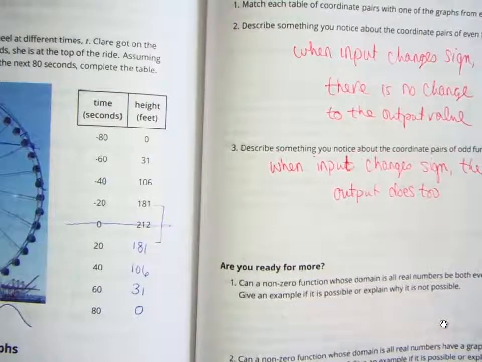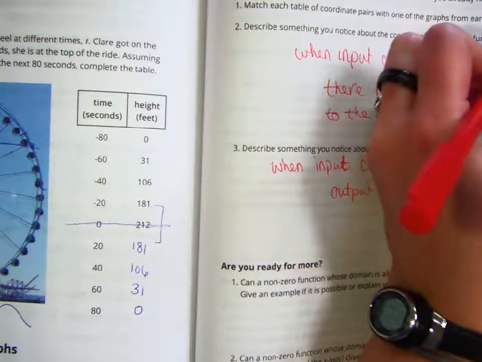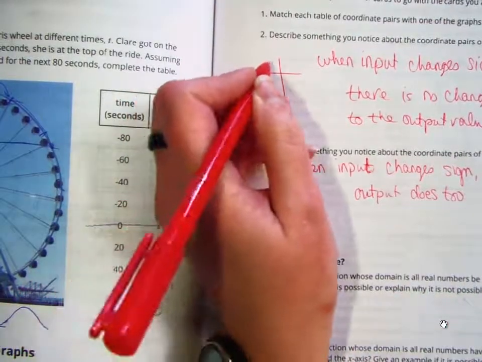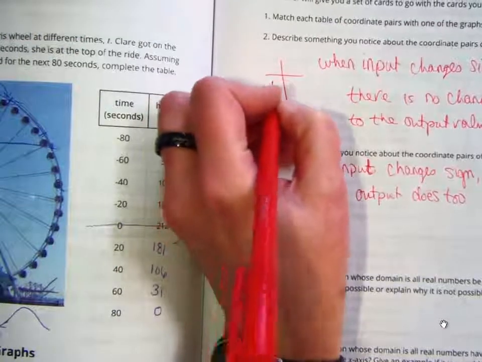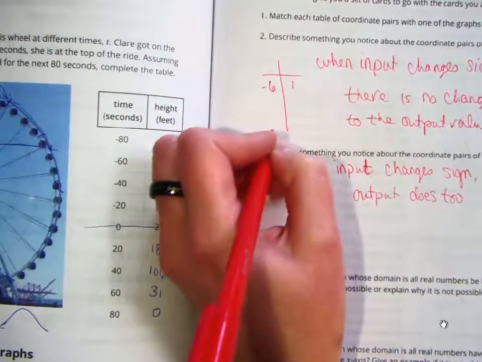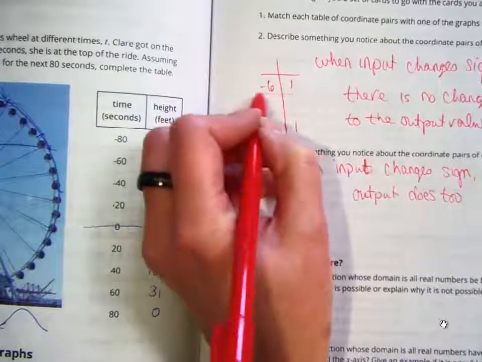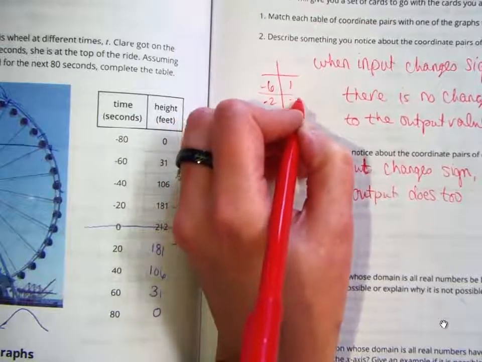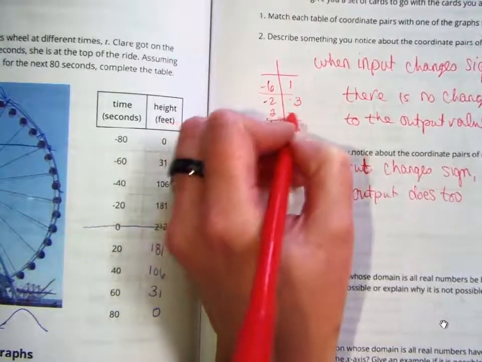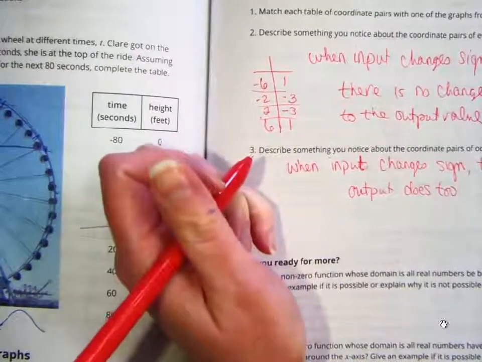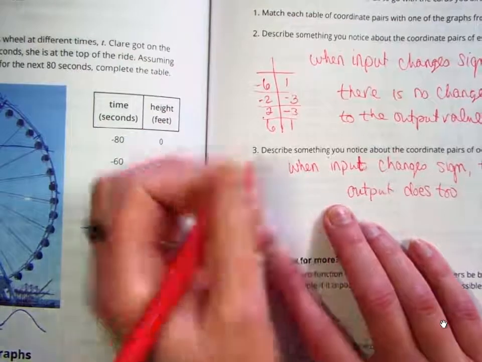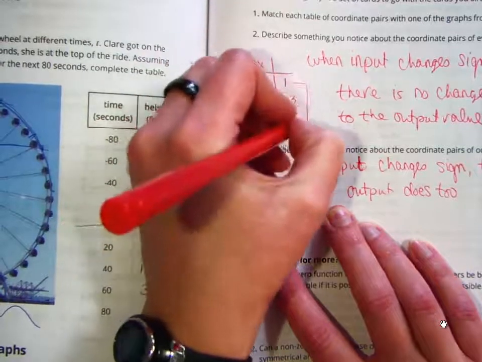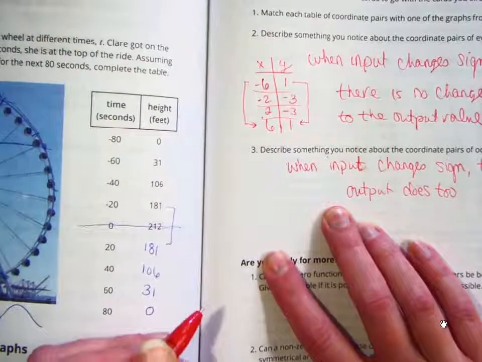So we're talking about odd and even functions, right? If you want to make a little table of values, we could see what it looks like for our original and what we would see for an odd, but that's a nice way to think about it. If we have a negative 6, 1, we'll have to have a point at 6, 1. If we have a negative 2, negative 3, we'll have to have a positive 2, negative 3. So when our input changes sign, our output stays the same for an even function.